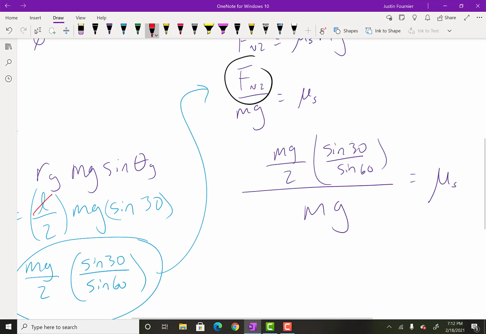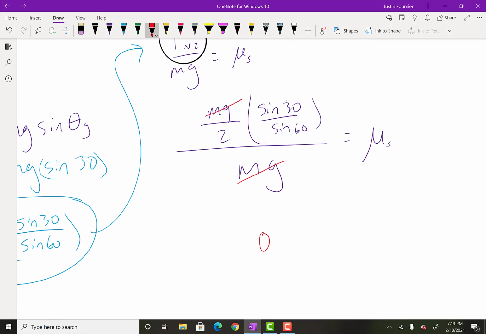I can see mg cancels out all the way here. And so all I'm left with is sine of 30 divided by sine of 60 divided by 2. So let's try that. Sine of 30 divided by sine of 60 divided by 2, and I get 0.29. 0.29 is my coefficient of static friction.